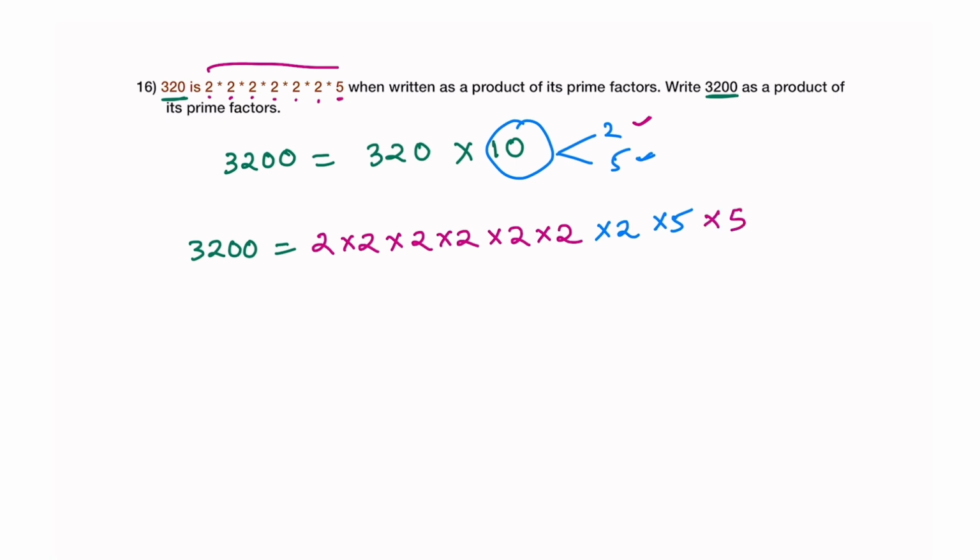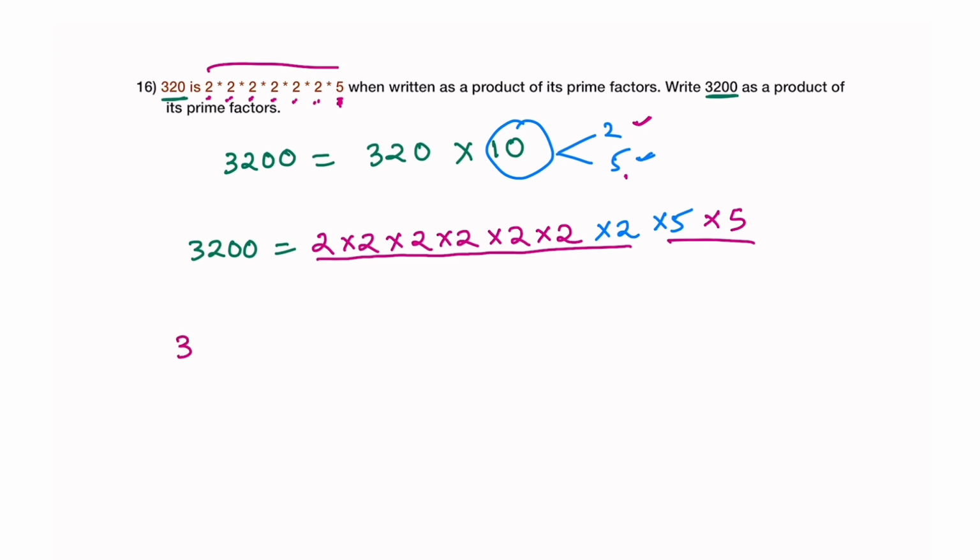So times 5. And it's done, right? So let's count 1, 2, 3, 4, 5, 6, 7. 1, 2, 3, 4, 5, 6, 7. 1 and 2. Done. So that's how you do it.